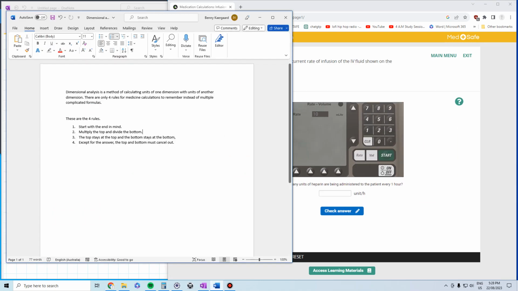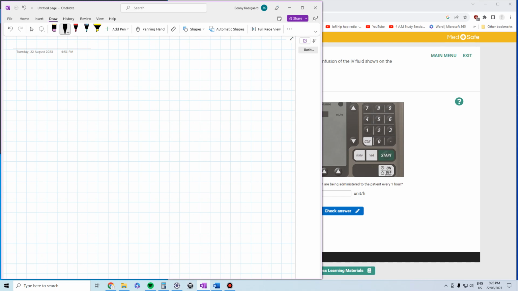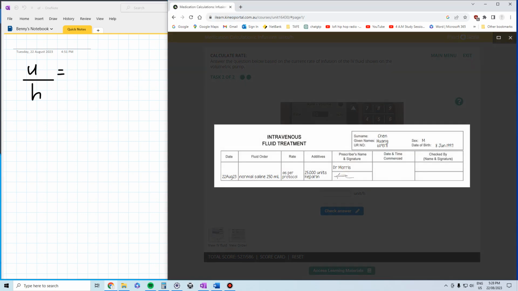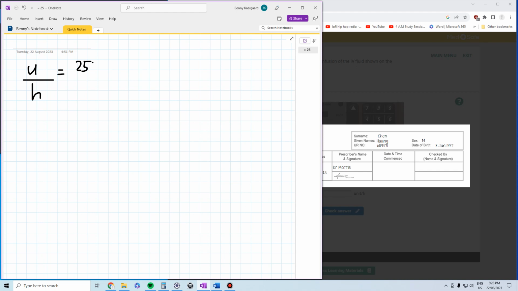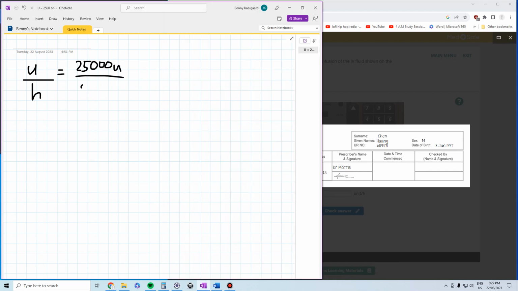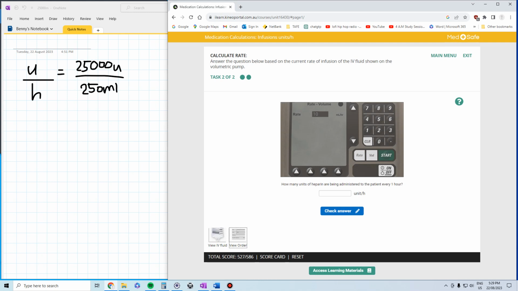So let's look at our rules. We start with the end in mind, and it is asking us for units per hour. So we go units per hour. We've got 25,000 units. Remember, the top stays at the top, and this is 25,000 units, so it stays at the top. 250 milliliters. The rate is 10 milliliters per hour.